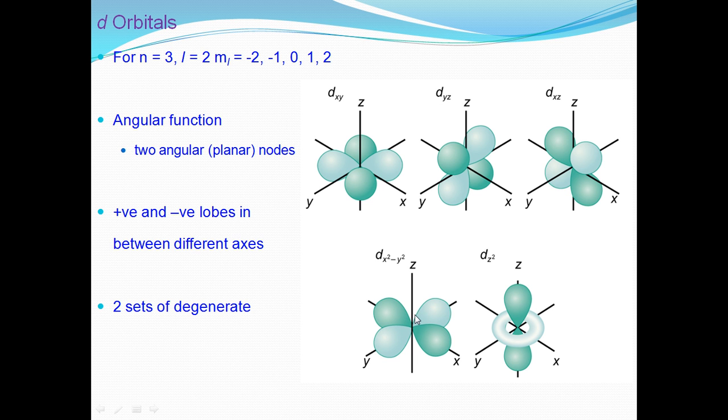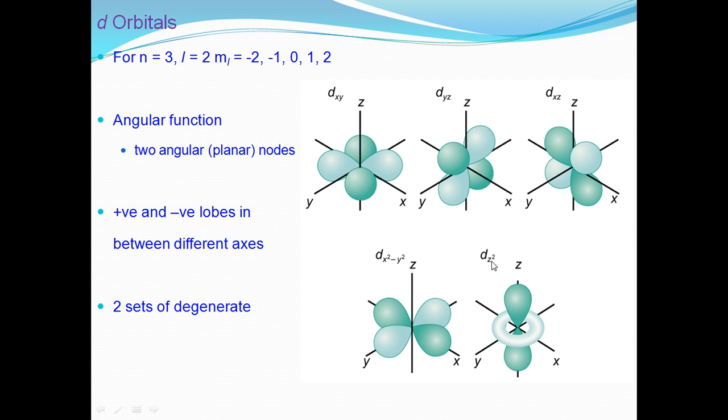Let's see. The nodes are essentially in between the lobes. They are vertical, pointing along the z-axis, but they are in between the xy planes. That is to say, one is in between this one and one is in between these two here. We'll look at it a little on the other slide.